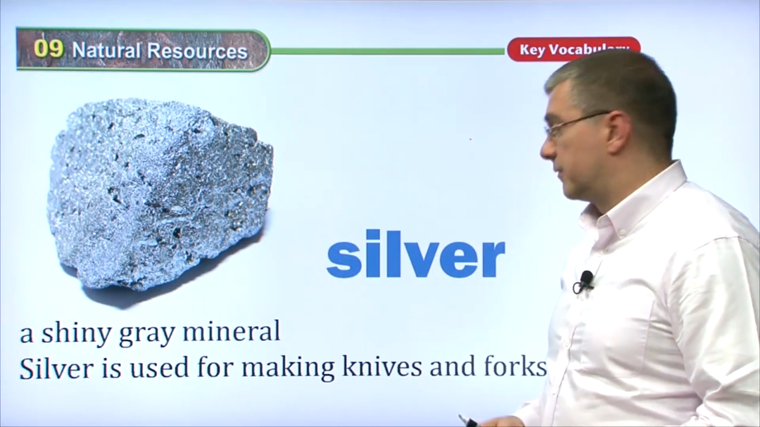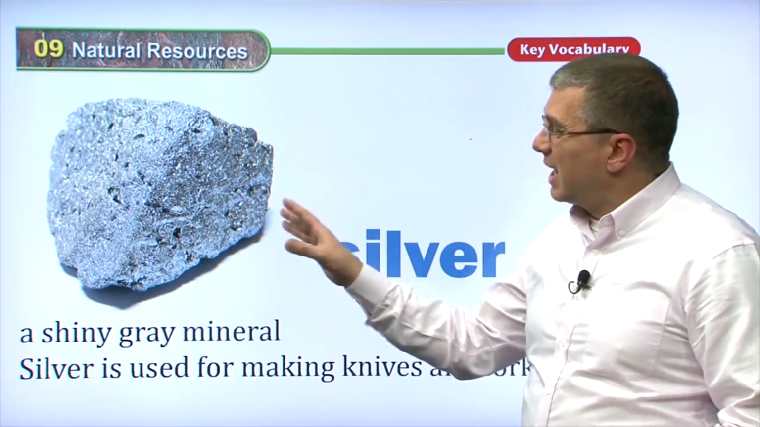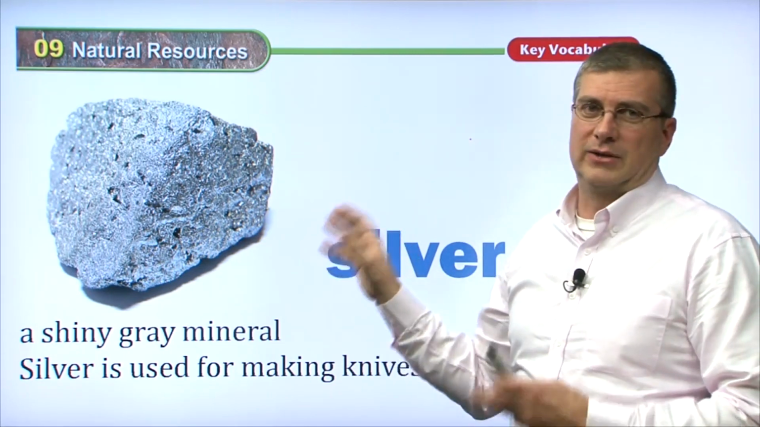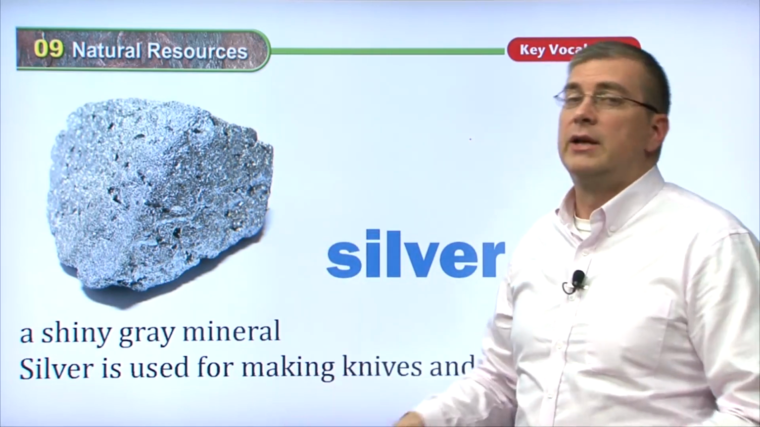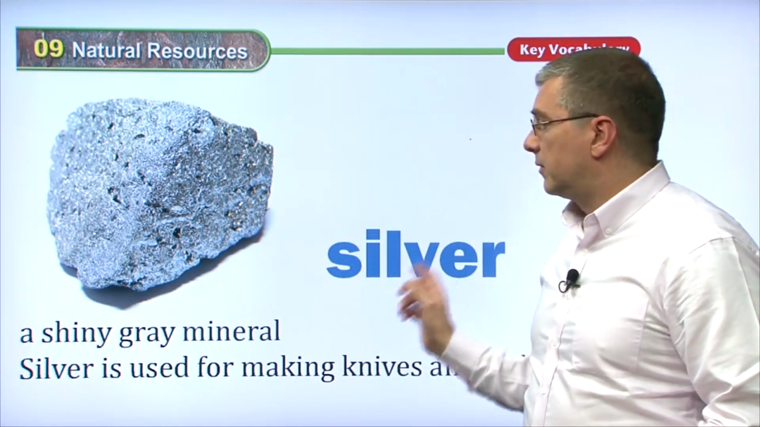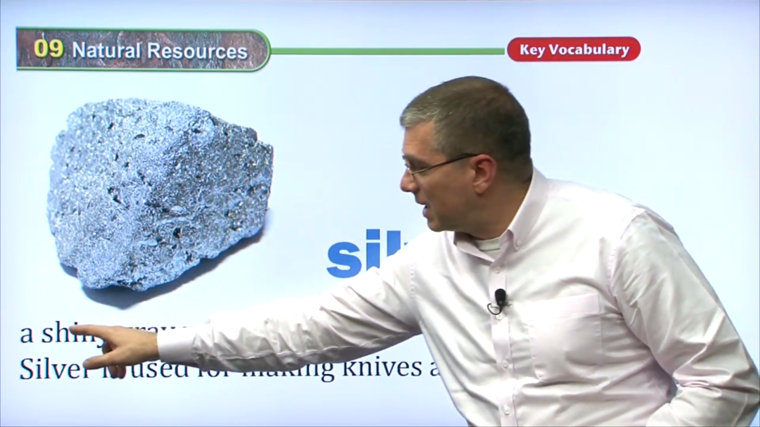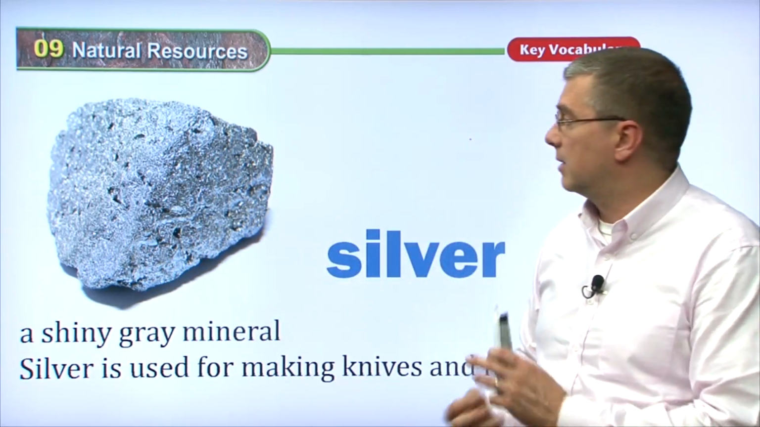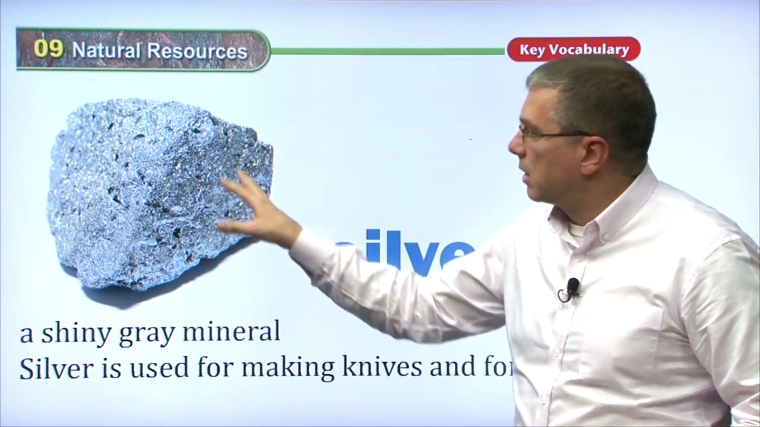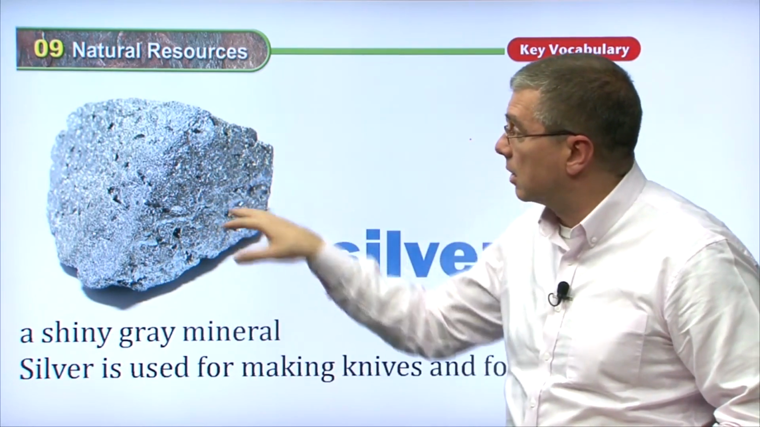It's also used for jewelry, but it's not as colorful as gold, and it's not as rare. Silver is more common than gold, so it's not as expensive. Silver, we can see the color. We can say it's a shiny gray mineral. Like I said, my ring is silver, right? So it's a shiny gray colored material, as you can see here.